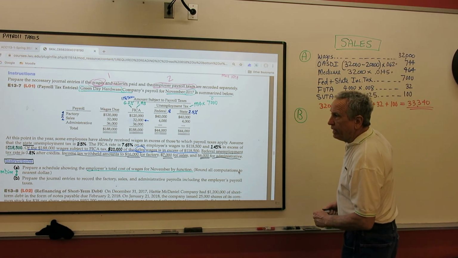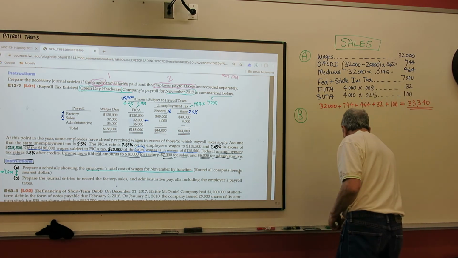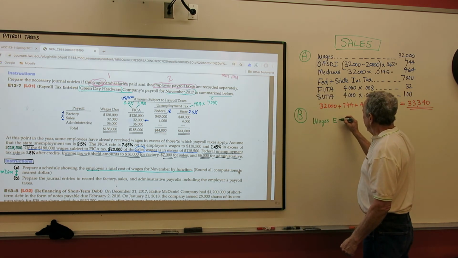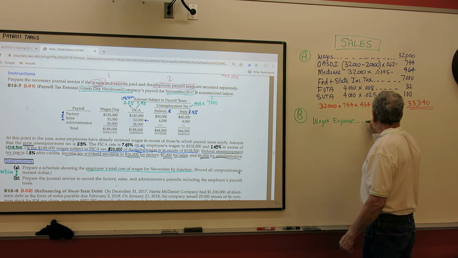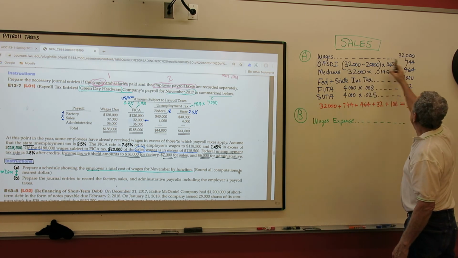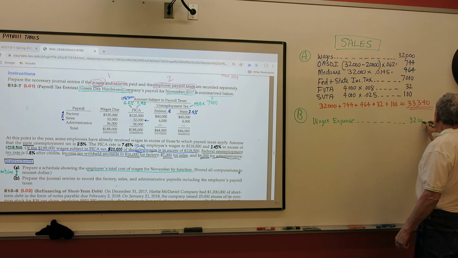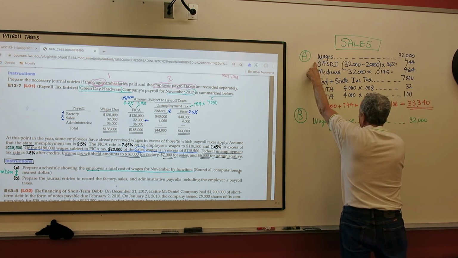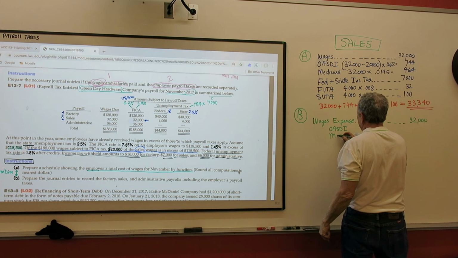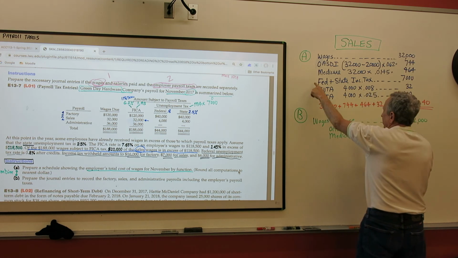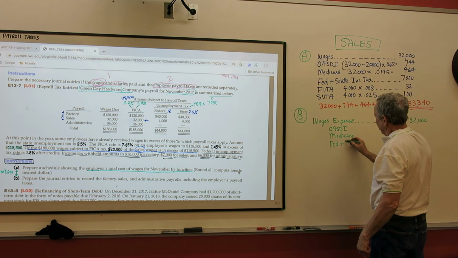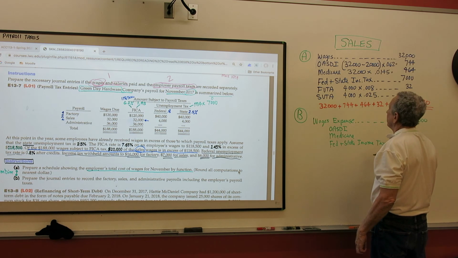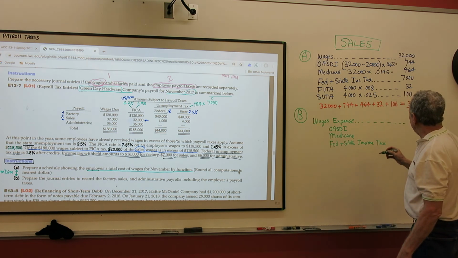All right. The journal entry, let's do this. Wages expense. And the wages expense is going to be $32,000. Okay, and then you're going to have to withhold this OASDI in Medicare. You withhold that. You withhold the Fed and state income tax, and that's everything.